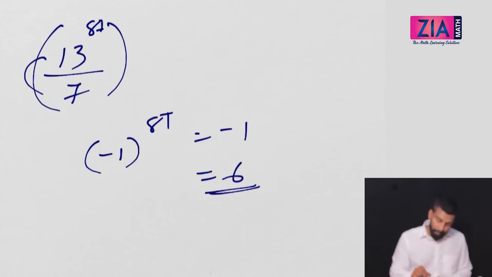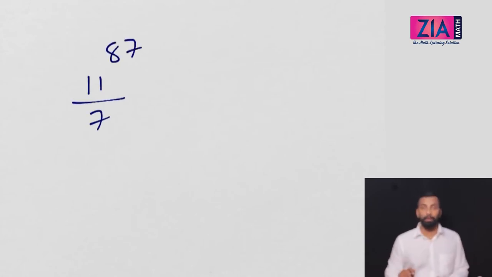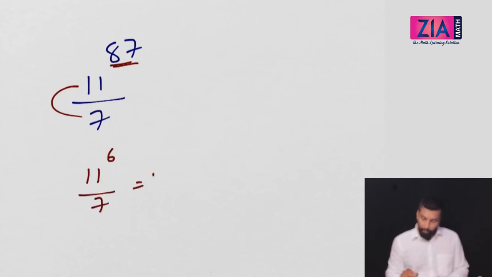But what if it was 11 by 7 raised to 87? Then you will be in trouble. So 11 by 7 raised to 87, how will you do? What is the logic? 11 and 7 are coprimes. So if instead of 87 the power was 6, what is 6? Euler's number of 7. That will be 1. 11 raised to 6 by 7 will be 1.